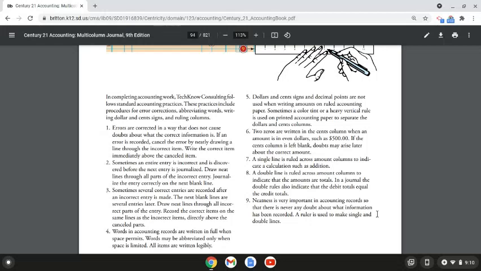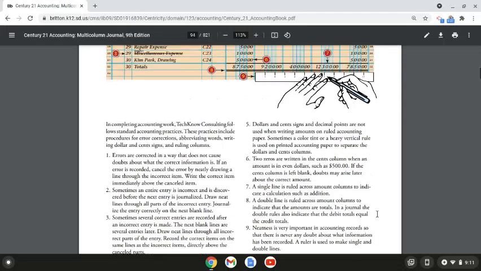For number 7, this one reads that a single line is ruled across amount columns to indicate a calculation such as addition. For number 8, a double line is ruled across amount columns to indicate the amounts are totals. In a journal, the double rules also indicate that the debit totals equal the credit totals. And finally, for number 9, neatness is very important in accounting records, so there is never any doubt about what information has been recorded, and a ruler is used to make single and double lines.